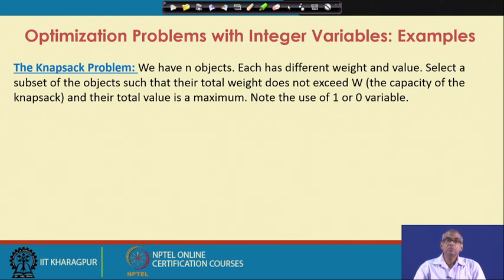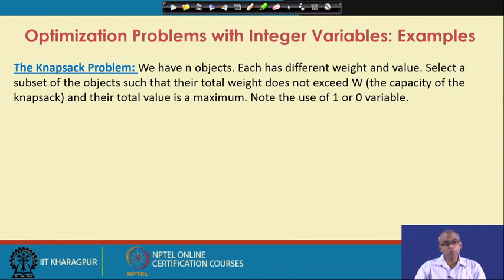The knapsack problem we have discussed at the very beginning of this course. Consider you have n objects and you have to select some of these objects and put them in your knapsack. So, you have n objects, each has different weight and value. Select a subset of the objects such that their total weight does not exceed a given value W, which is the capacity of the knapsack, and their total value is a maximum.